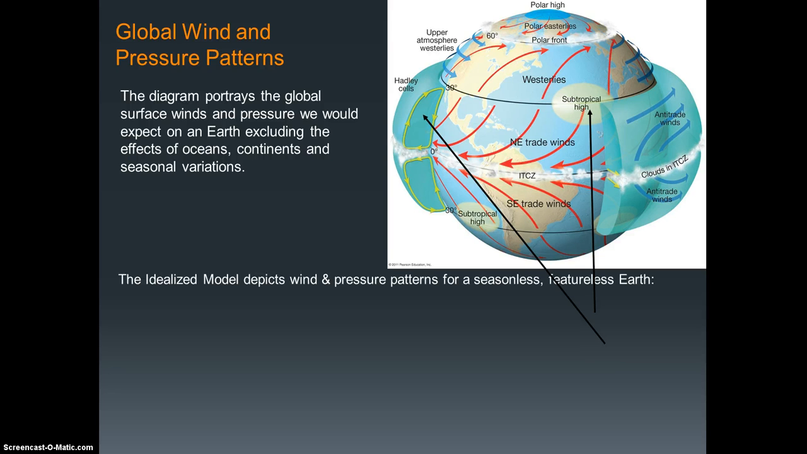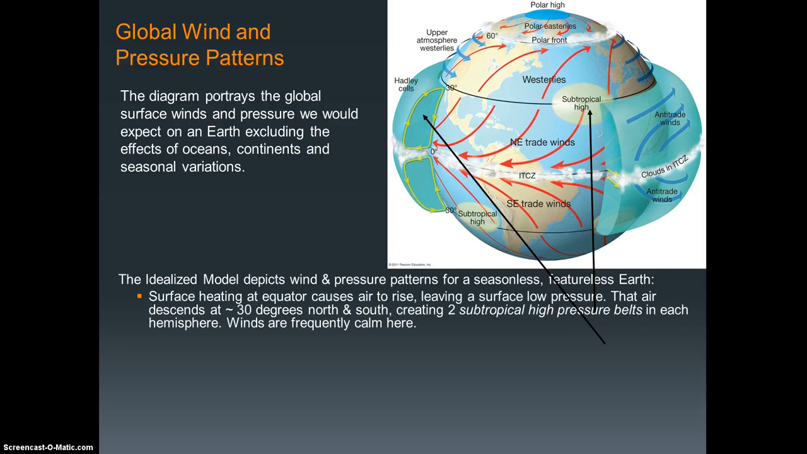So what are we seeing here? If we imagine a seasonless, featureless Earth, in other words, there are no mountains, there's nothing that's going to alter the direction of winds and that sort of thing, we'll start with our surface heating at the equator. So we know the sun is more or less always or very near being directly overhead at the equator. It's between 23.5 degrees north and south. So the surface heating in this area causes air to rise.